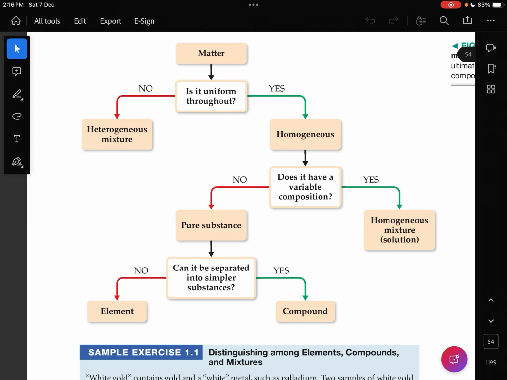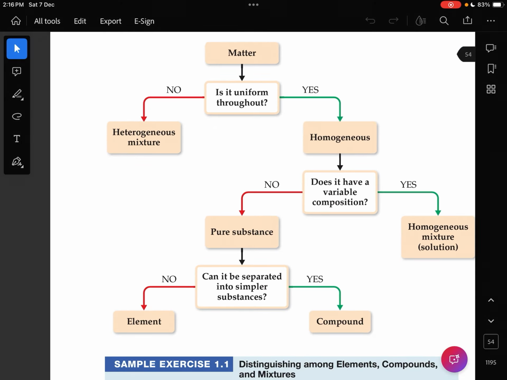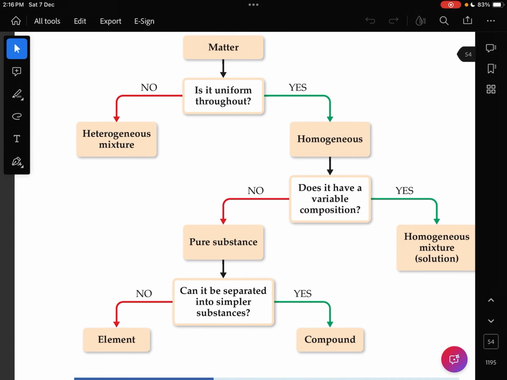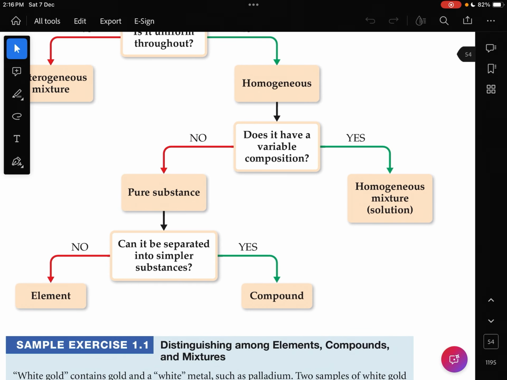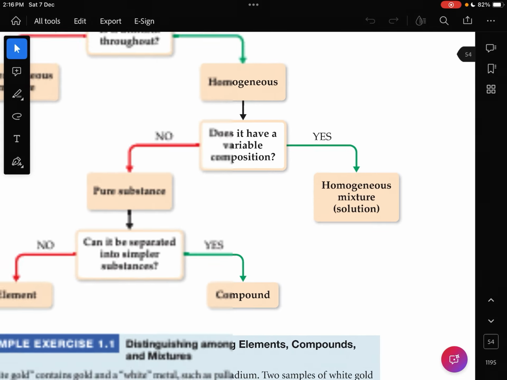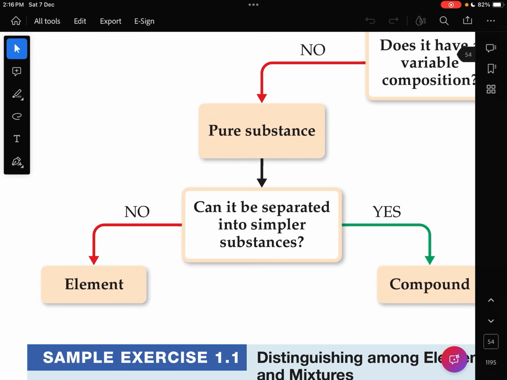Before I finish this video, I just want to show this flowchart from the book Chemistry, the Essential Science. So if you have a piece of matter, you can ask yourself, is it uniform throughout? Like salt and water, like air, like a lot of those things. If no, then it's a heterogeneous mixture. If yes, then you know it's homogeneous, but you have to ask yourself, does it have a variable composition, which is another way of saying, does it have two or more different types of molecules or atoms? If yes, then it's a homogeneous mixture. If no, then it's a pure substance made of just one type of molecule or one type of atom.